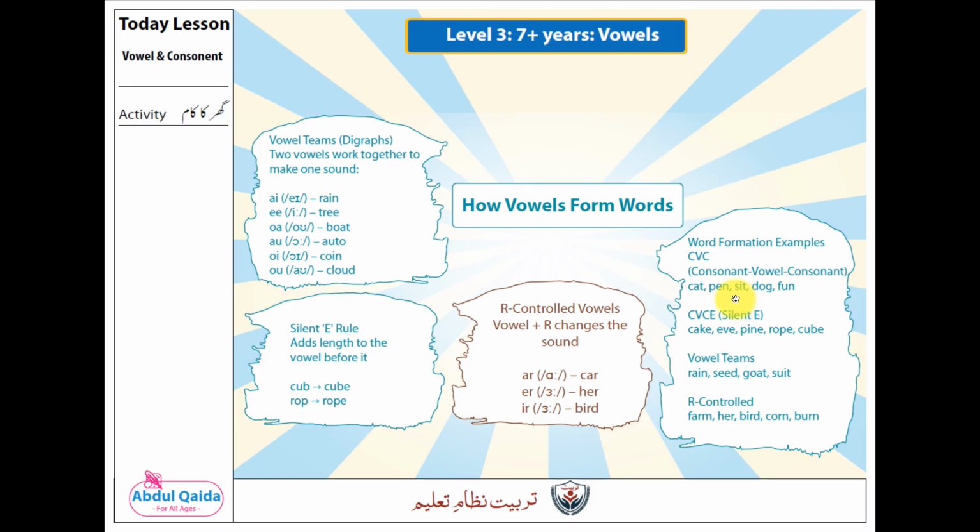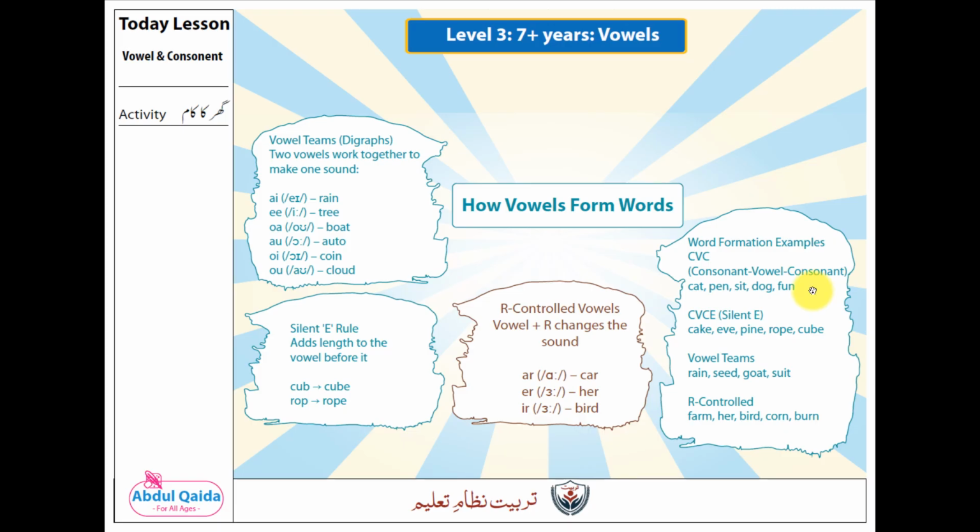SIT, sit, where S is consonant, I is vowel, T is consonant. DOG, dog, where D is consonant, O is vowel, G is consonant. FUN, fun, where F is consonant, U is vowel, N is consonant. This is called consonant, vowel, consonant formation. It is also referred to as short vowel, where the sound of the vowel is spoken quickly. Cat, pen, sit, dog, fun.